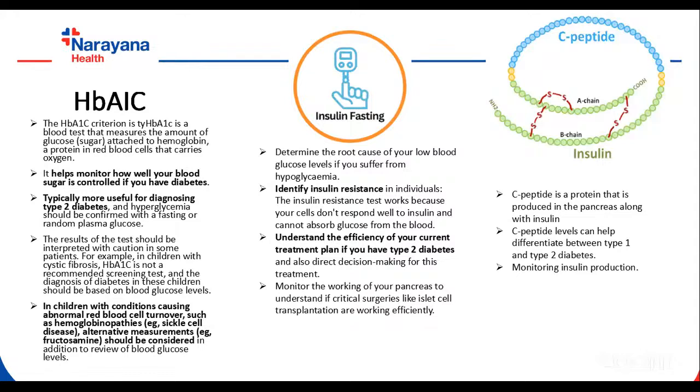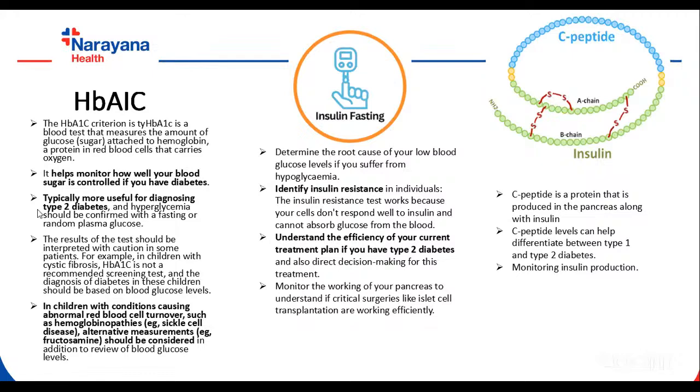The tests which can be used will be your GTTs and your fasting insulin, which determines the root cause of your low blood glucose levels if you suffer from hypoglycemia. It also identifies insulin resistance. It understands the efficiency of your current treatment plan if you have a type 2 diagnosis. It monitors the working of your pancreas to understand if critical surgeries like islet cell transplantation are working effectively.